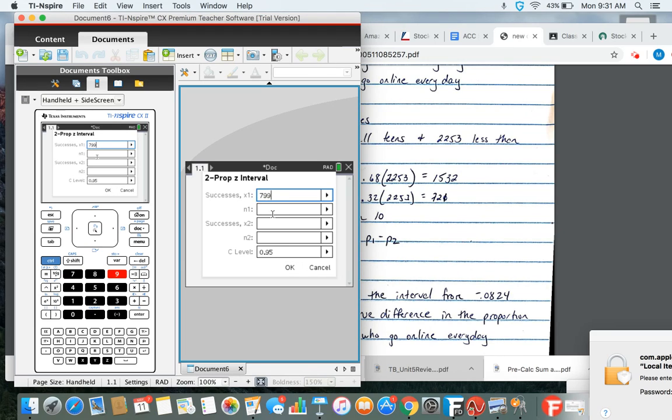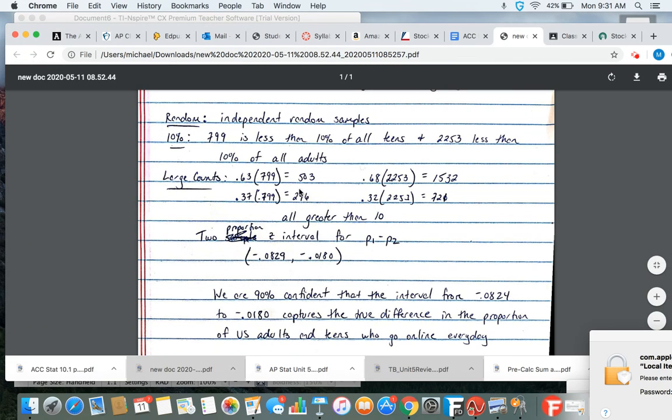So our first will be our teenagers. The 700. Sorry, that's not the correct number. That's our sample size, 709. The correct number that should go here, I believe, was 503. I'll show you where I'm getting these in a second. Right here, it should be the 1,532 out of the 2,253. Now, I got those numbers simply just from our large counts, right? The successes and our sample size.